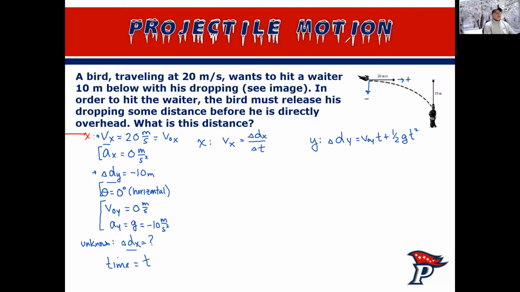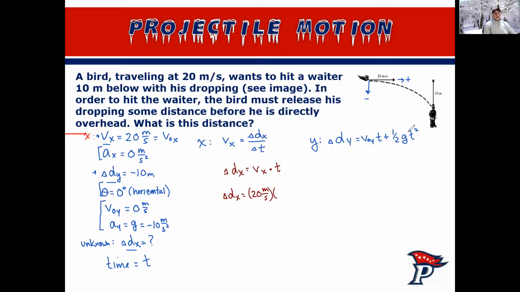All right, so what are we trying to find? Well, we're trying to find dx. So let's solve this equation for dx. That means I'm going to multiply both sides by time. So do we know this number? We do, it's 20. Do we know time? Well, we don't. So we have to find time.